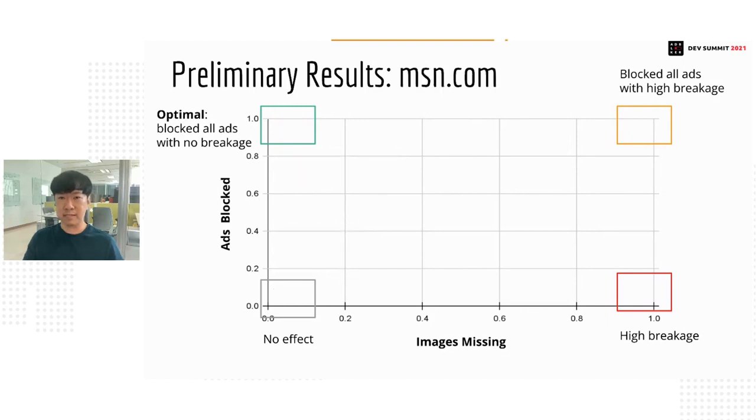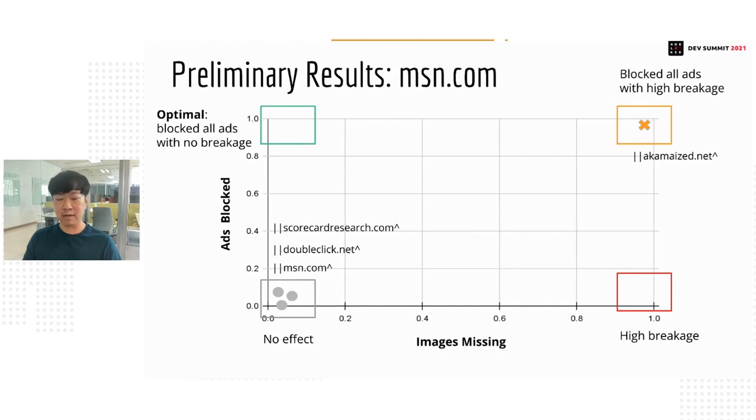Next, we applied this on msn.com, which is a more complex site in terms of more outgoing network requests. And we find that when we have the filter rule for akamaized.net, it's able to block all ads, but causes very high breakage. And at the origin, here's something interesting. The first party rule, msn.com here, had no effect on the images. This just means that the legitimate images are being served by a different domain.